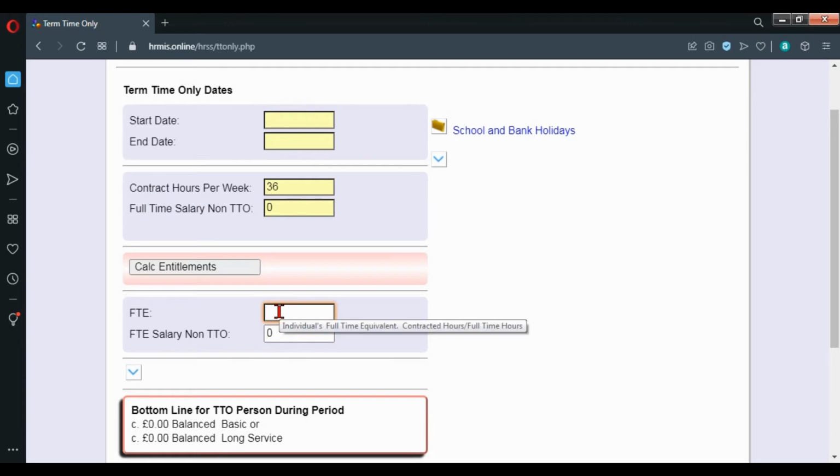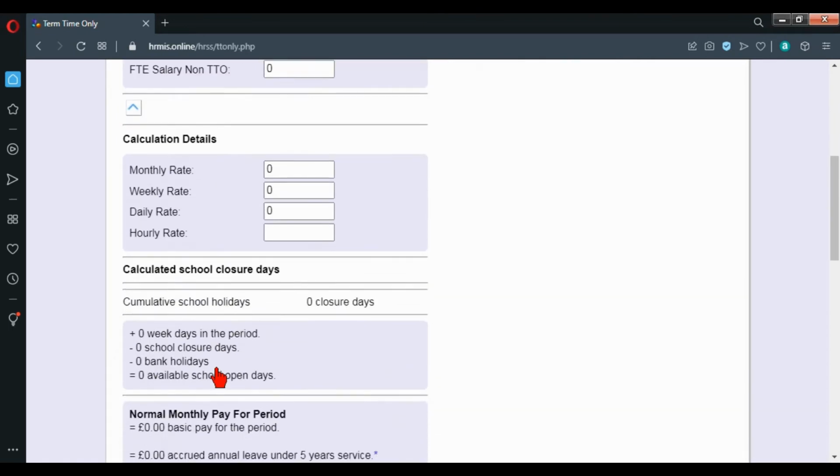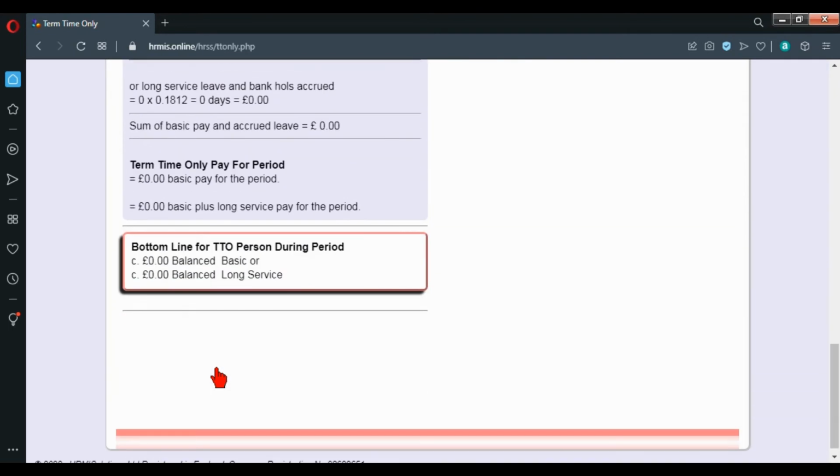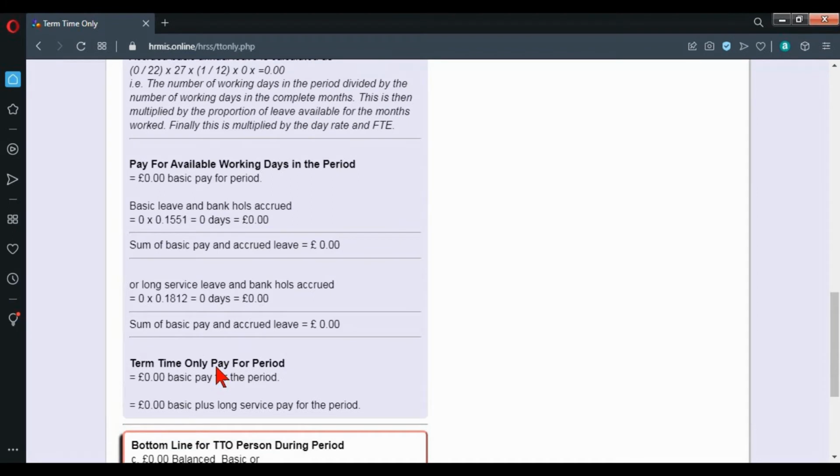As mentioned before, the FTE is derived from the contractual hours entered, and so is the non-term time only salary. There is another drop-down which, when clicked, shows what the pay would be for an all-year-round person, a person only working school days but not on a term time only contract, and the term time only pay. Again, this is useful if you want to see the numbers and what the non-term time only people accrue in annual leave.